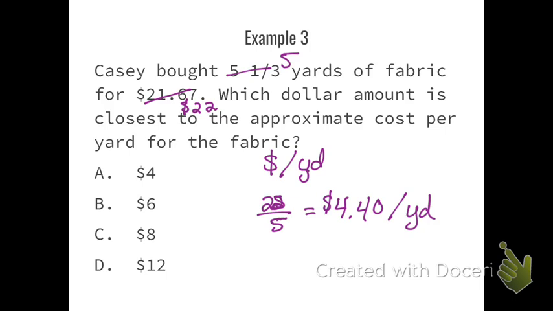And again, if this were a free response question, we could leave our solution like this. Since it's multiple choice, we'll pick the one that's closest to it. $4.40 is between $4 and $6, but it's closer to $4 than it is to $6.